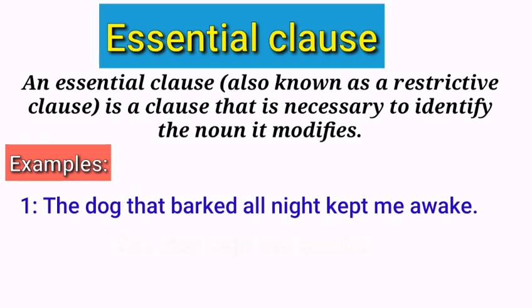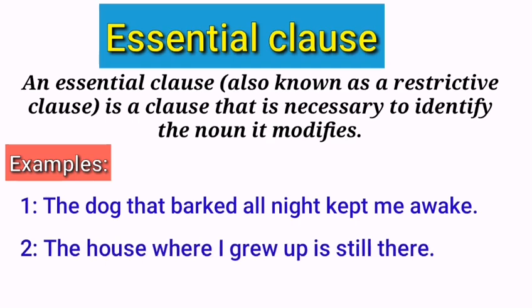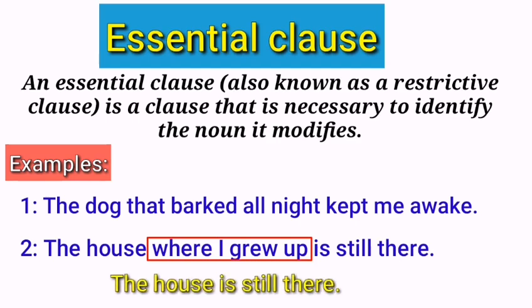The next example is: the house where I grew up is still there. Look at this example. The group of words, where I grew up, is an essential clause, or you can also call it a restrictive clause. Actually, this group of words describes the noun phrase, the house. And the next point is, it is not separated with a comma. And, just put aside this group of words. Like, the house is still there. You can see, it does not make clear sense without this group of words. Because, we don't know which house is still there.